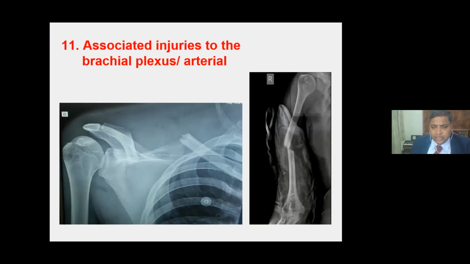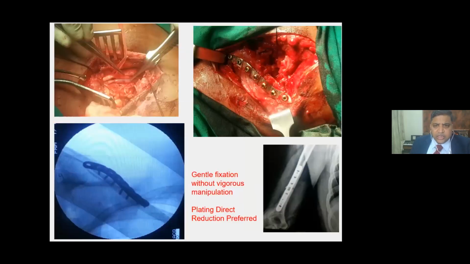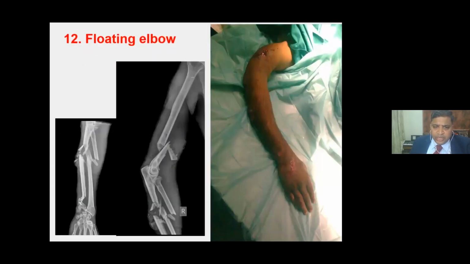So further ahead, now again a case scenario where the patient has got a proximal shoulder problem, like a displaced clavicle fracture associated with brachial plexus and arterial injury with an ipsilateral shaft of humerus fracture. So in this case scenario, certainly the priority goes to your brachial repair along with brachial plexus exploration if needed, clavicle fixation, followed by a plate fixation, because here you should go for a gentle fixation without much vigorous manipulation because you have already repaired the brachial artery proximally. So plating with direct reduction is preferred in such kind of case scenarios.